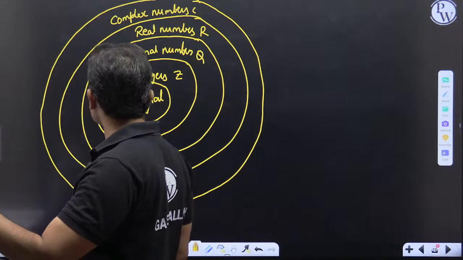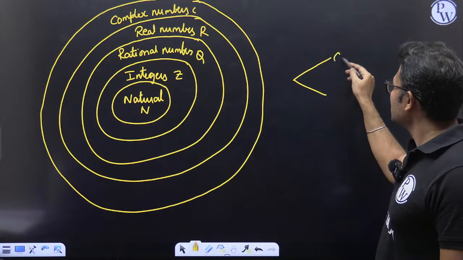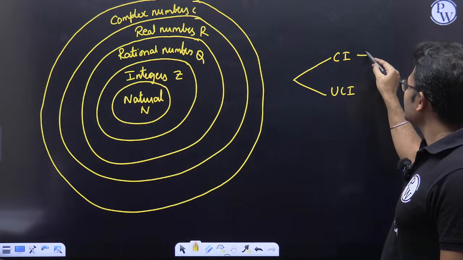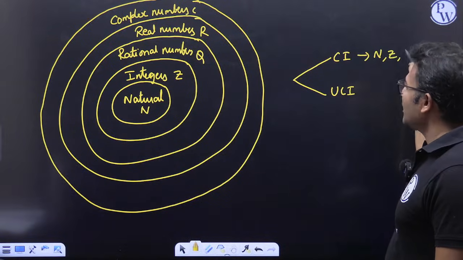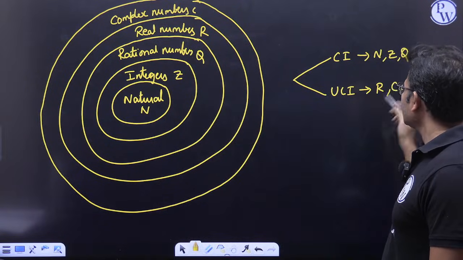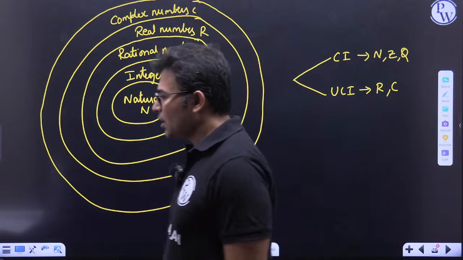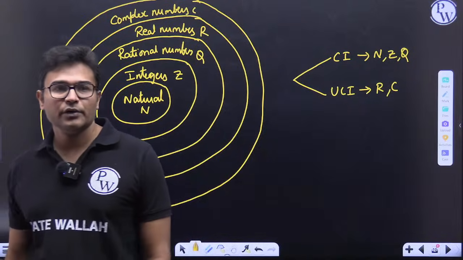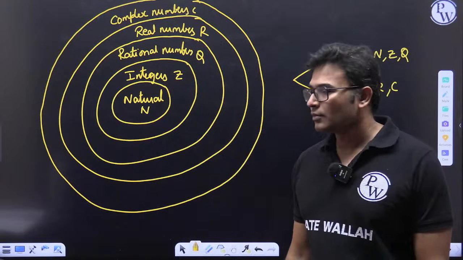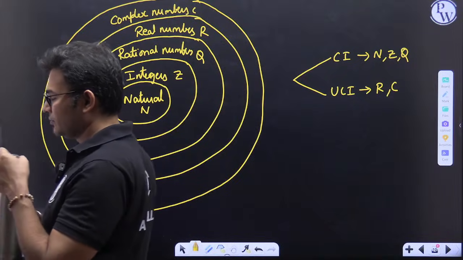So what I am saying is, numbers can be countably infinite or uncountably infinite. Natural numbers, integers, and rational numbers are countably infinite, and real numbers and complex numbers are uncountably infinite, right?